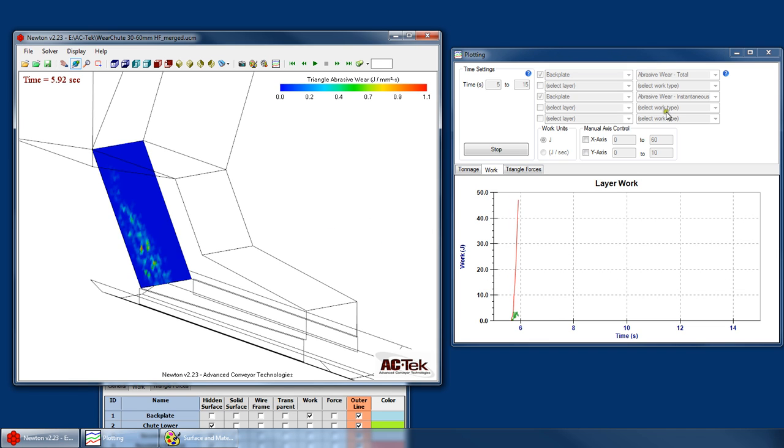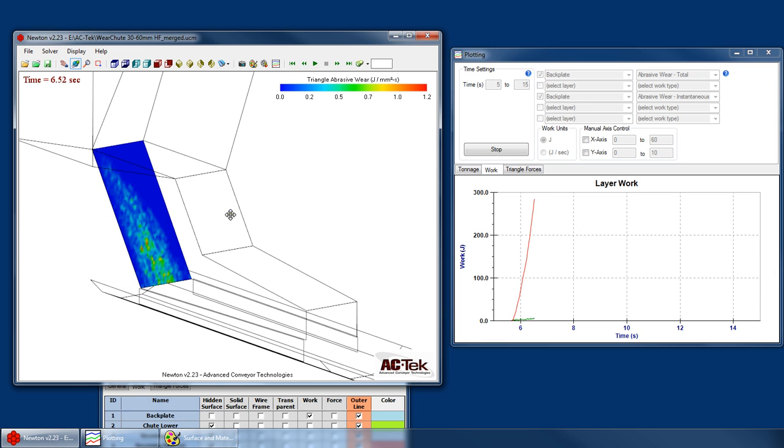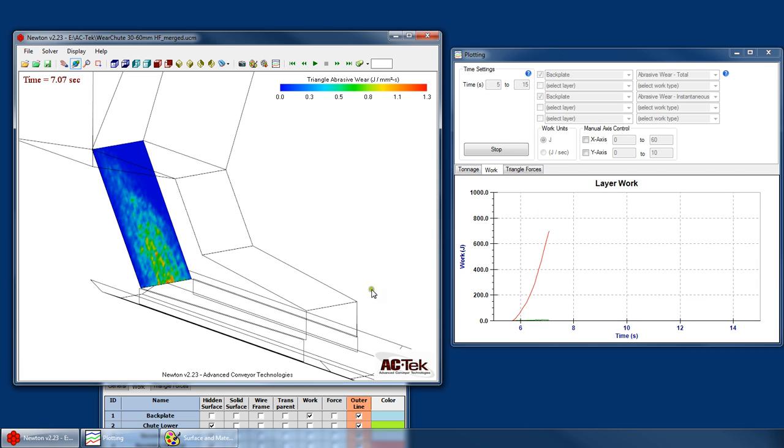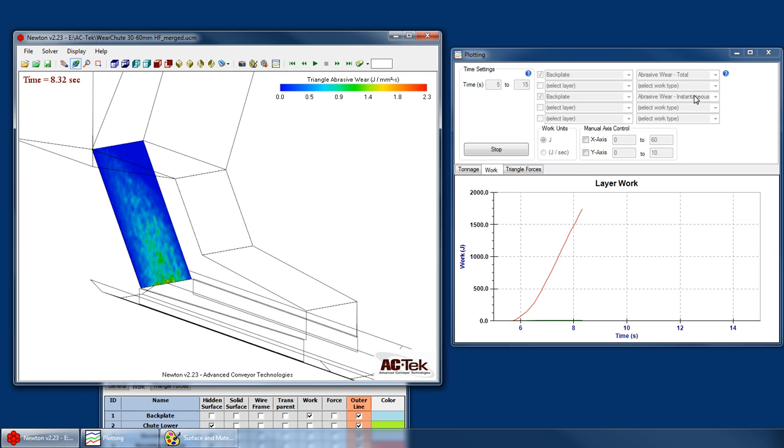There we go. So the red line is our total abrasive wear, and that's the total wear that's being applied to the entire layer over time. So we're continually adding up the wear because our work units here are set to joules. We're continually adding up the wear on this whole layer. But the instantaneous abrasive wear is only plotting the work over the entire layer for a single frame. So that's why it's way, way down there. You can't even hardly see it anymore because it's so small.